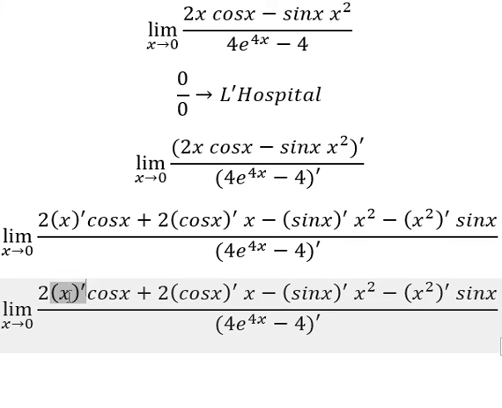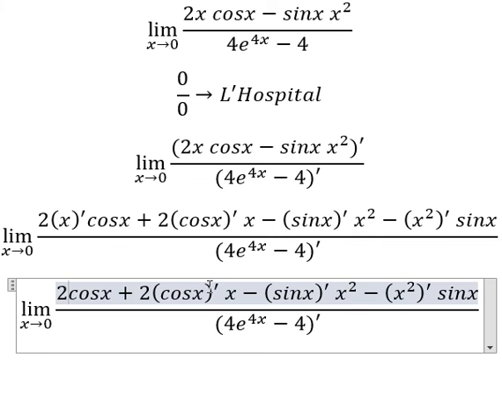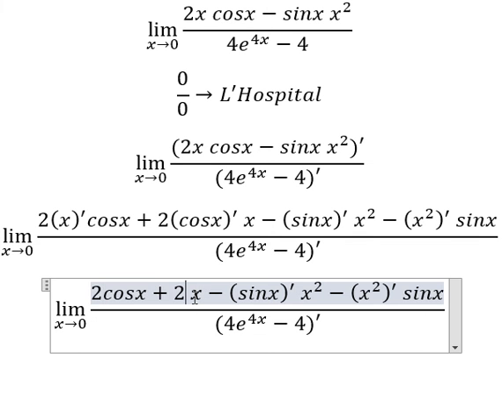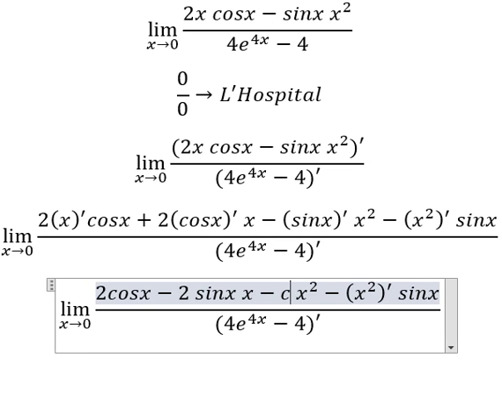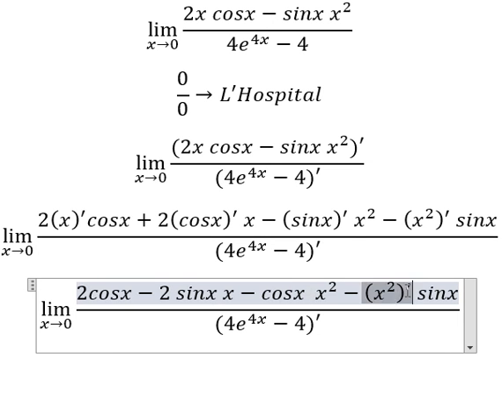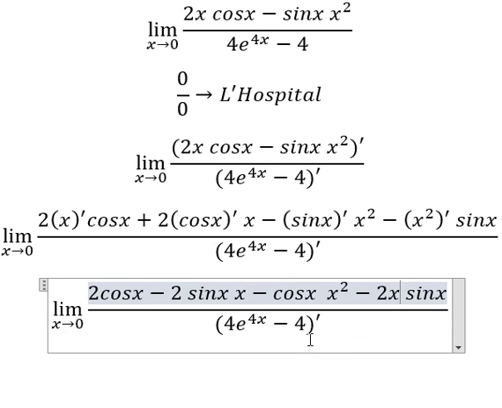The first derivative of s, we have the number 1. The first derivative of cosine s, we have negative sine s. The first derivative of this one, we have cosine s. The first derivative of s squared, we have 2s.